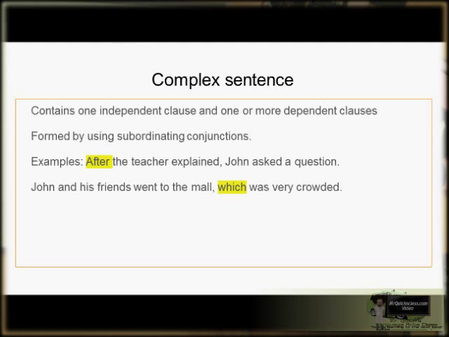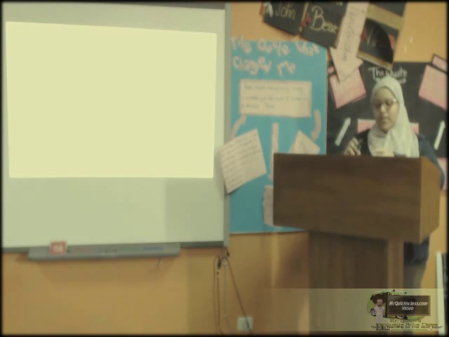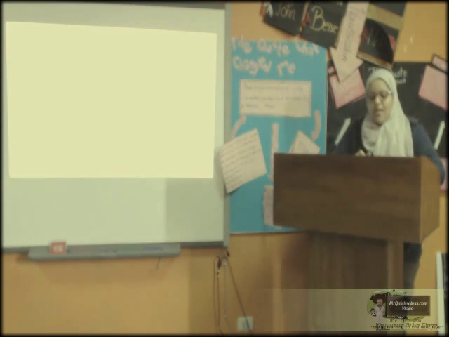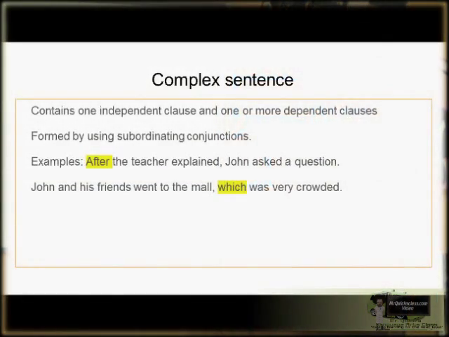A complex sentence contains one independent clause and one or more dependent clauses, combined together with conjunctions. Examples: after the teacher explained, John asked a question. Another example: John and his friend went to the mall, which was very crowded.